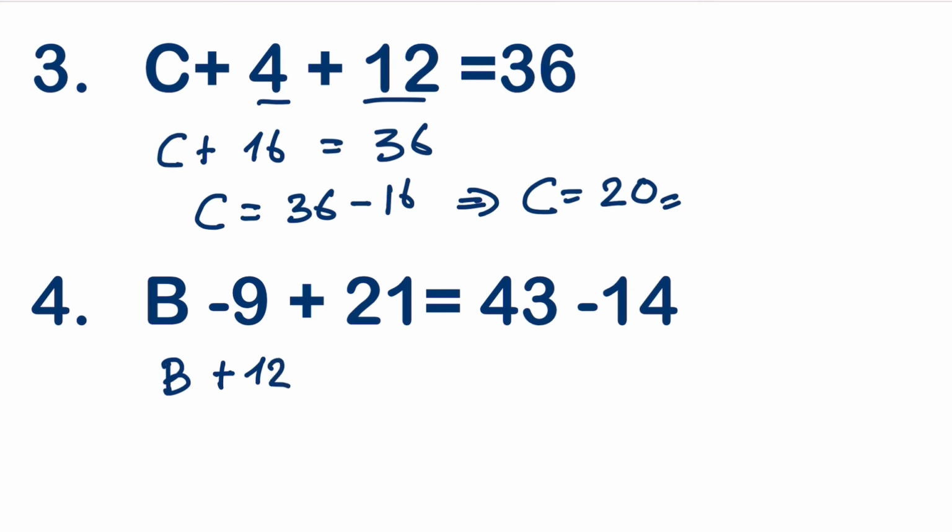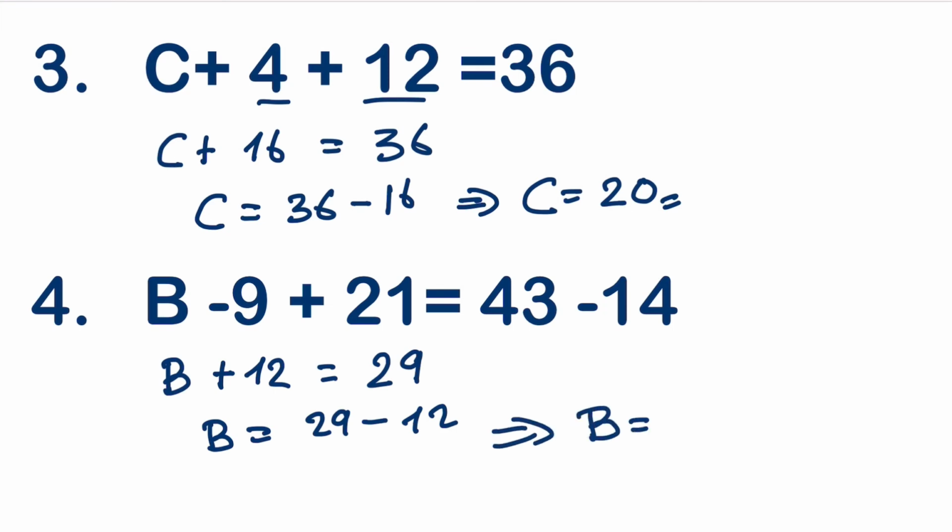It's 12 plus 12. Then if we have 43 minus 14, 43 minus 14 will give us 29. So b will be equal to 29 minus 12. This implies b will be equal to 17. So that is our answer for b.